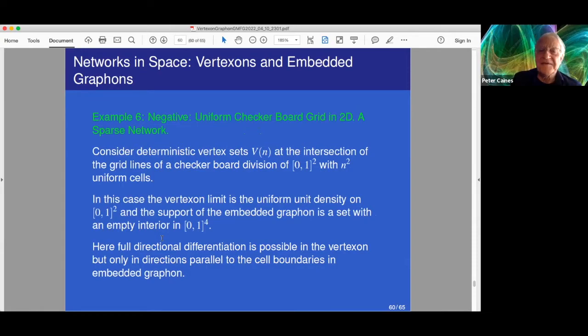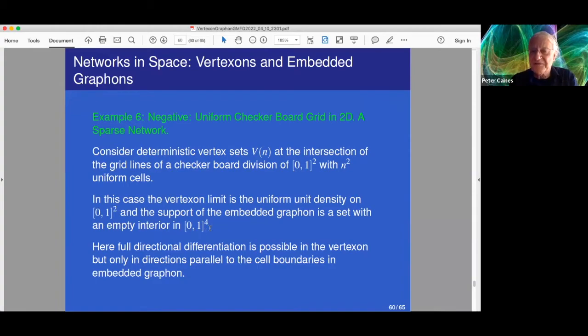Now here's a negative example. I know that Daniel and Agathe have been working on sparse networks, which have a certain uniformity, a certain shift in variance. We'll take the simplest possible situation there. If you take the grid lines of a checkerboard on the square, and you put in n squared points, just arranged at the intersections of the edges, and then you do the vertexon limit move, what you end up with is a unit density on the unit square.